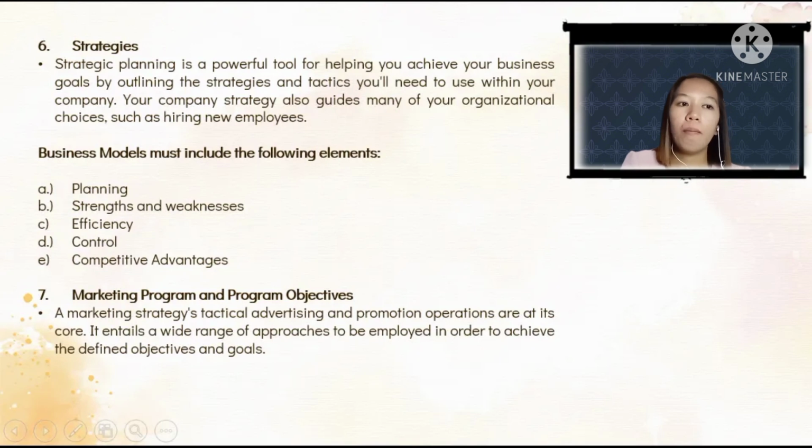Number 7, marketing program and program objectives. Marketing strategies, tactical advertising, and promotion operations are at its core. It entails a wide range of approaches to be employed in order to achieve the defined objectives and goals. Marketing activities are specific marketing actions described in the marketing strategy and entail the use of marketing mix elements to achieve the marketing strategy's goals.